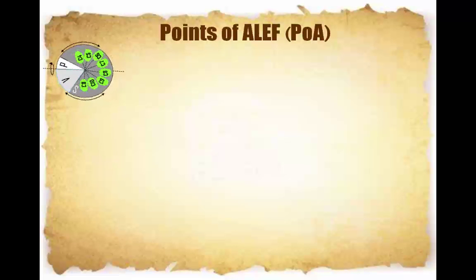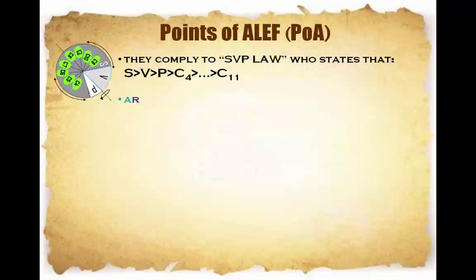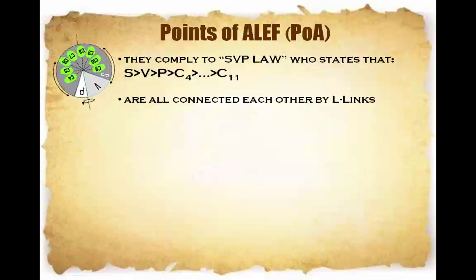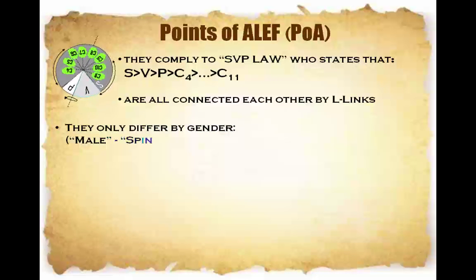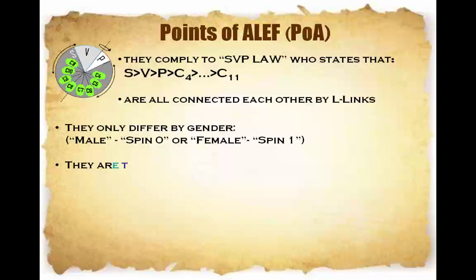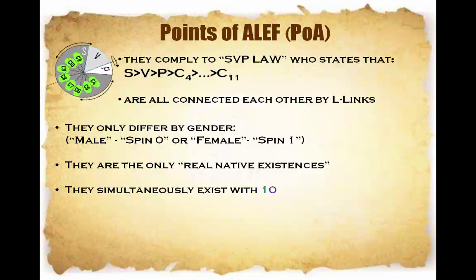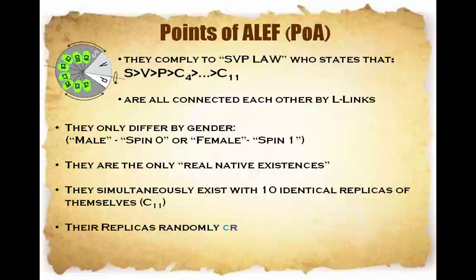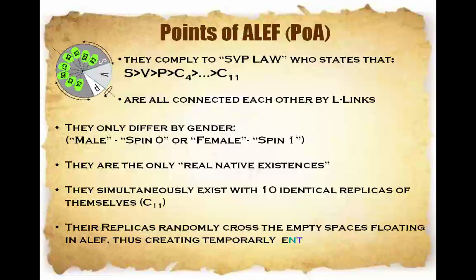Instead, if we look at the main additional prerogatives of the points of Aleph, we can say that they comply with the SVP law, which states that S > V > P > C4 > C11. They are all connected to each other by L links. They only differ by gender, male, spin 0, or female, spin 1. They are the only real native existences. They simultaneously exist with 10 identical replicas of themselves. By C11, their replicas randomly cross the empty spaces floating in Aleph, thus creating temporary entities like us.